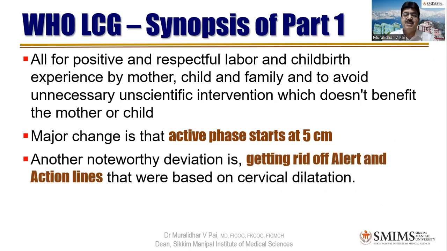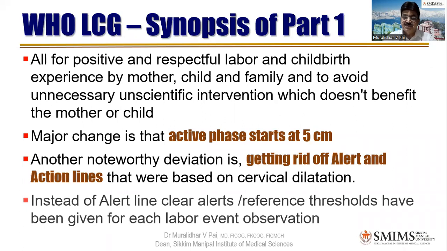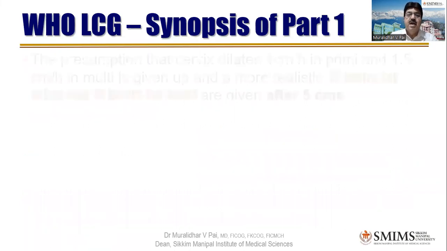And the other major noteworthy deviation is getting rid of the alert line and action line, which were based on cervical dilatation. Instead of that alert line and action line, clear alerts, or what is called reference thresholds, have been given for each labor event observation, which I'm going to explain today.